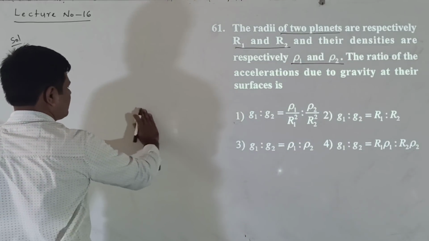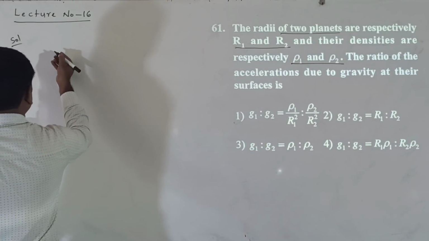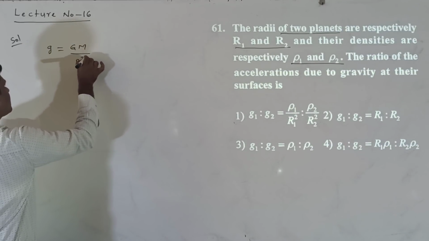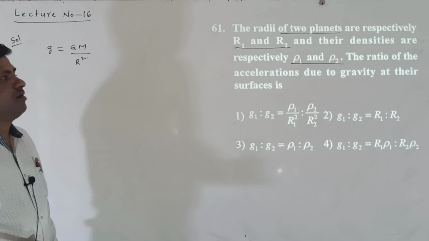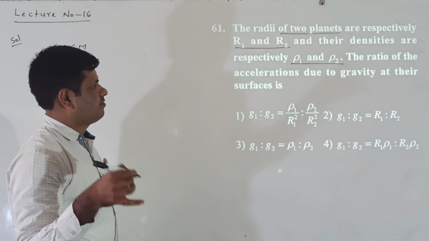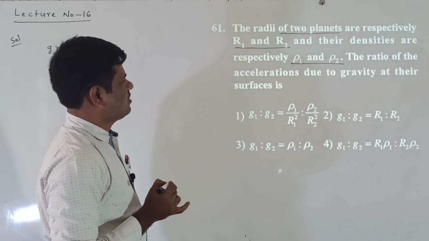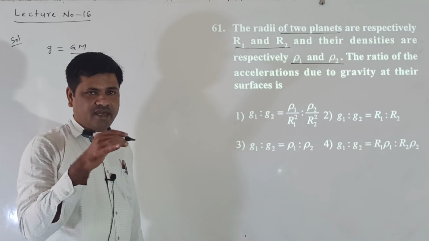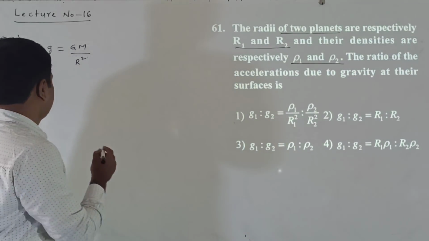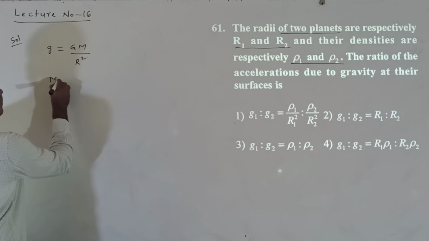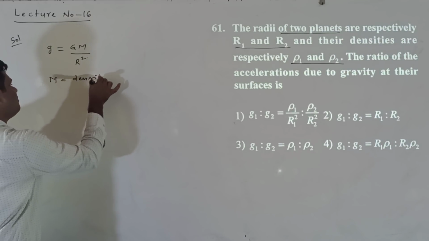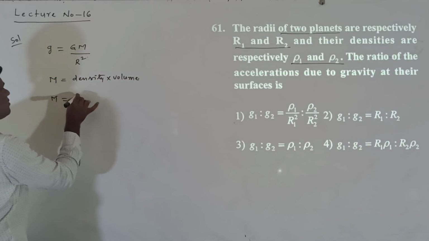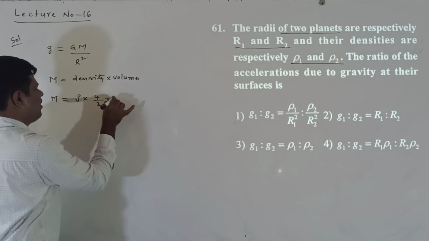Right, first we find the acceleration due to gravity on the surface. On the surface, the formula for acceleration due to gravity is GM by r square, right? Now, suppose I consider the planets as spherical, which means mass can be written as density into volume. Mass is equal to density rho times volume, which is 4 by 3 pi r cube.